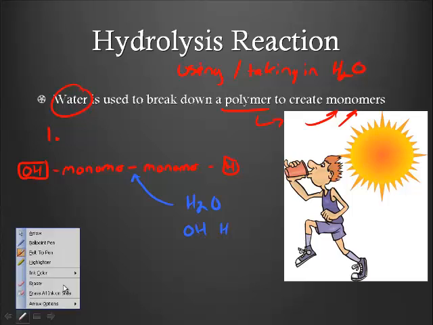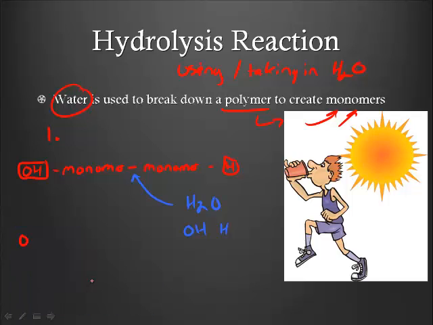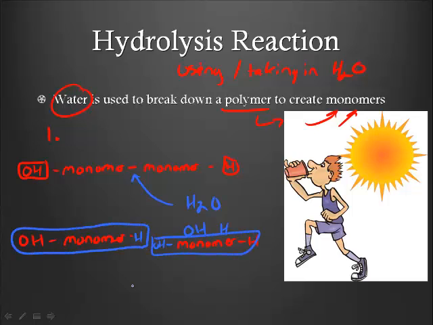So what's going to happen, let's get back to some redness. So we're going to have our OH, our monomer. We're going to have our monomer and our H. And now those OHs and Hs from the water are going to join. And now we have our original monomers back. So now those polymers are broken down. So water is used to break it apart, and it also joins the monomers. Okay? So that's it for our dehydration hydrolysis reaction.